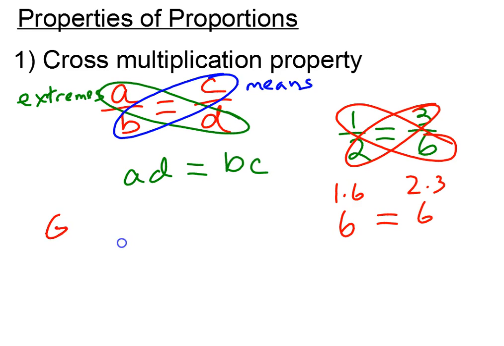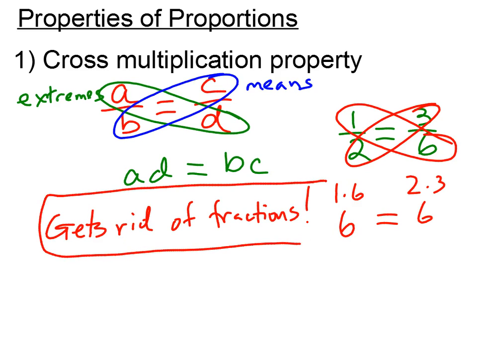Doesn't this get rid of fractions? It gets rid of fractions, which is really helpful to you. So the cross multiplication property says you can multiply the extremes, multiply the means, and what you get is still equal.